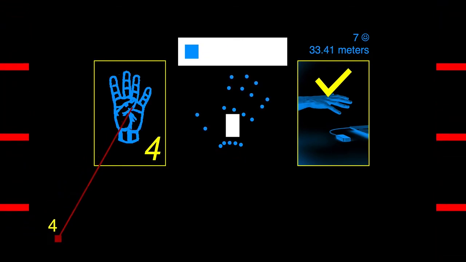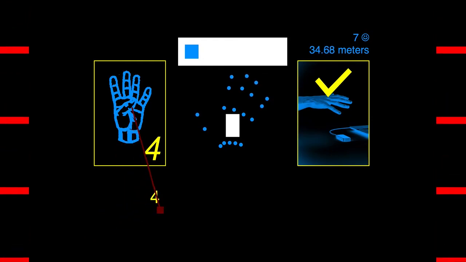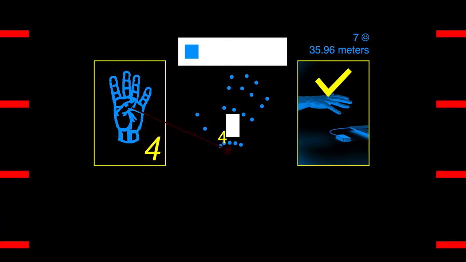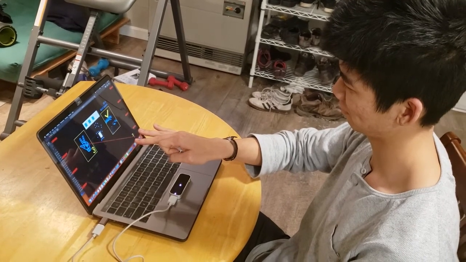So now we'll see what happens when you lose all 4 of your lives. There we go, game over, and spacebar to try again.